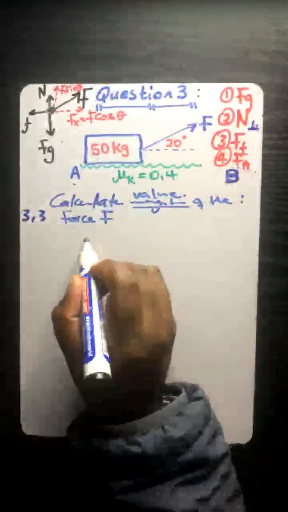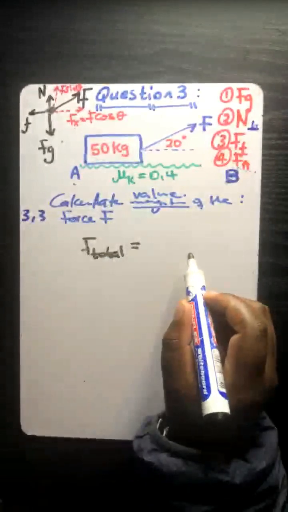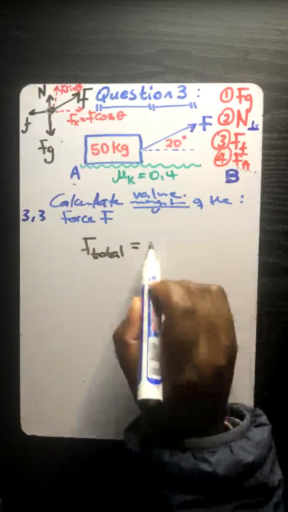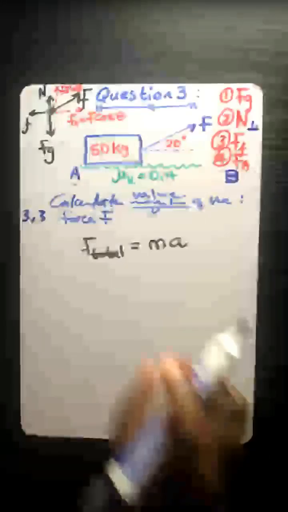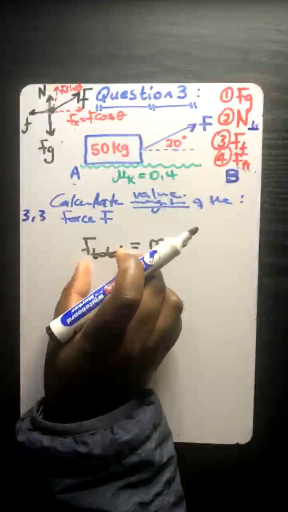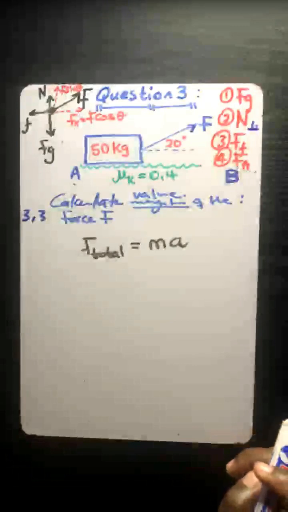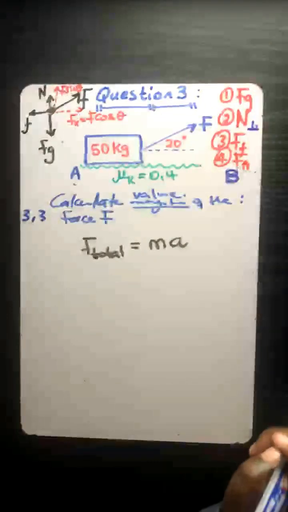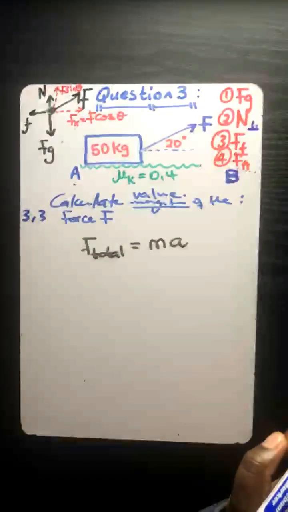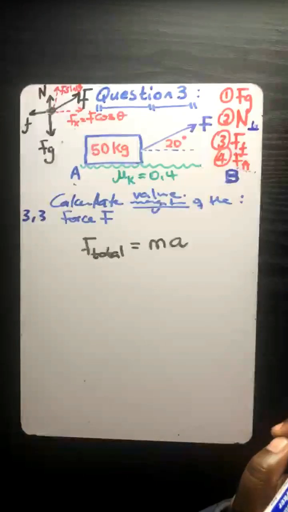Remember, I said F total is equal to the mother of the nation. So that means I need to consider all the forces acting on that object, all of them, because that's when we talk about the total force. All of them, honorable members.